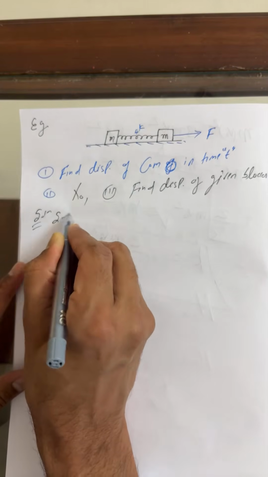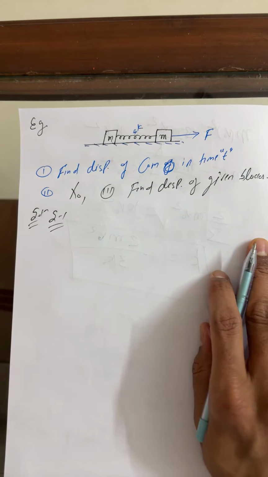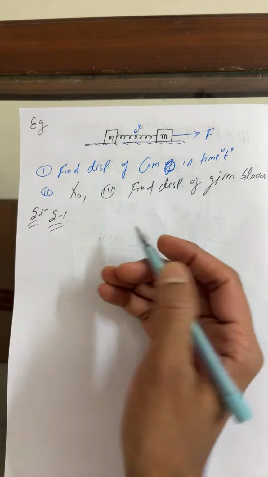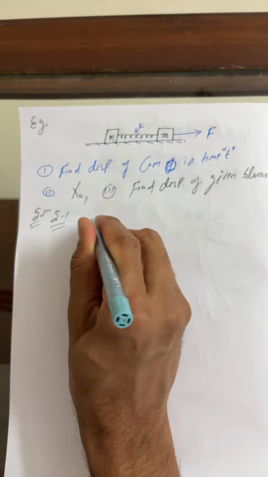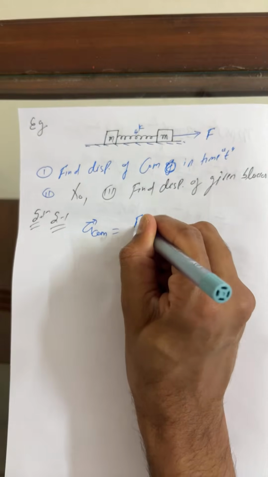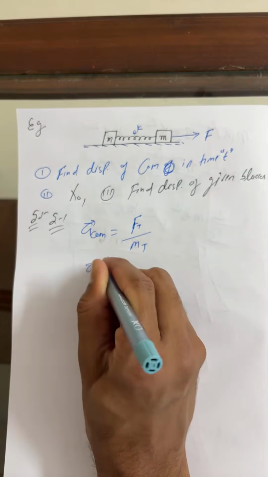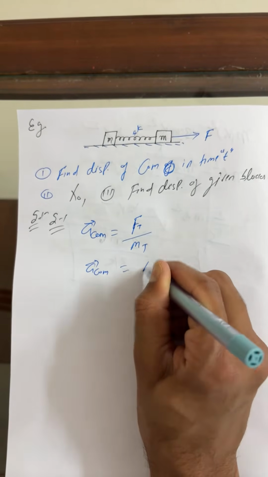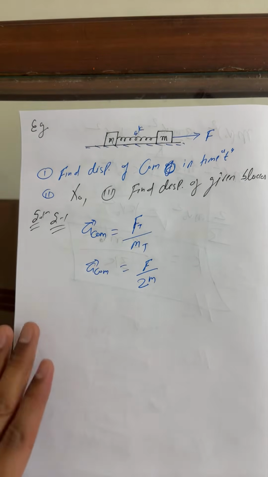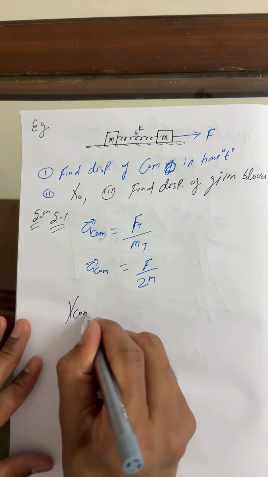Yes, this is step 1. Now I'm going to solve here. Part 1, displacement of center of mass. First I'll write the expression of acceleration of center of mass, which equals total force upon total mass. So acceleration of center of mass is F upon 2m here. Got it? So we need to find the displacement of center of mass, x_cm, in time t.